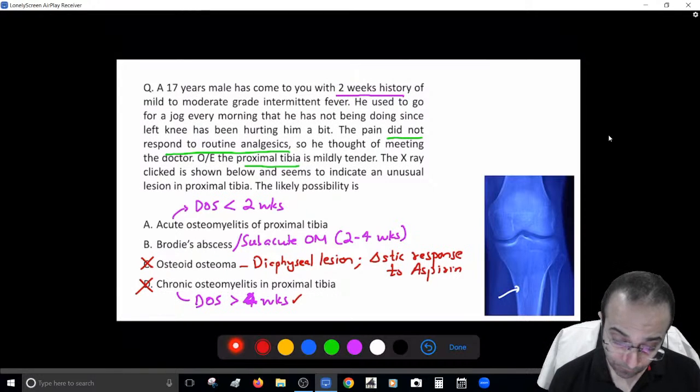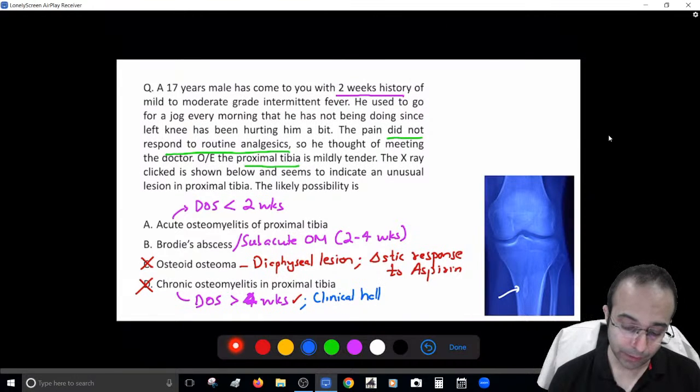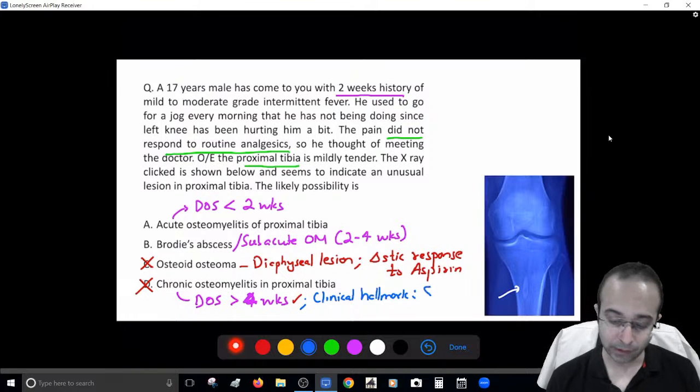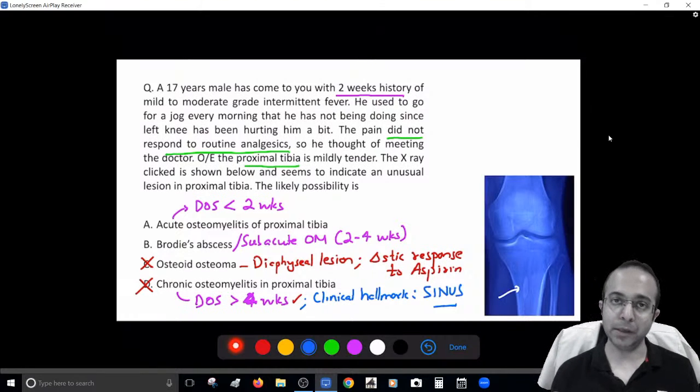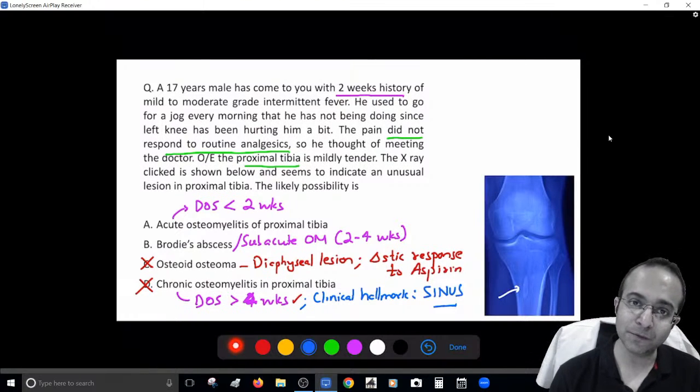And then, if at all it is chronic osteomyelitis, you need to have the clinical hallmark. I don't think I need to tell you what the clinical hallmark is. You very well know what a sinus is. There will be a sinus on the skin from where pus discharge will be coming. They will actually be coming from the bone.